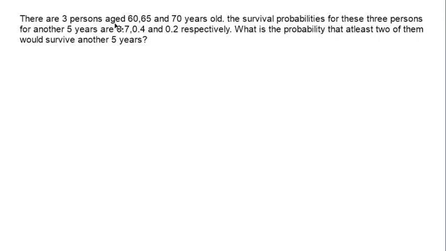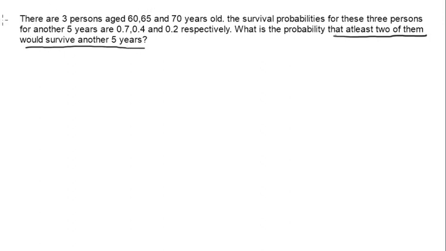There are three persons age 60, 65 and 70 years old. The survival probabilities of these three persons for another 5 years are 0.7, 0.4 and 0.2 respectively. What is the probability that at least two of them would survive another 5 years? At least two of them would survive for another 5 years.